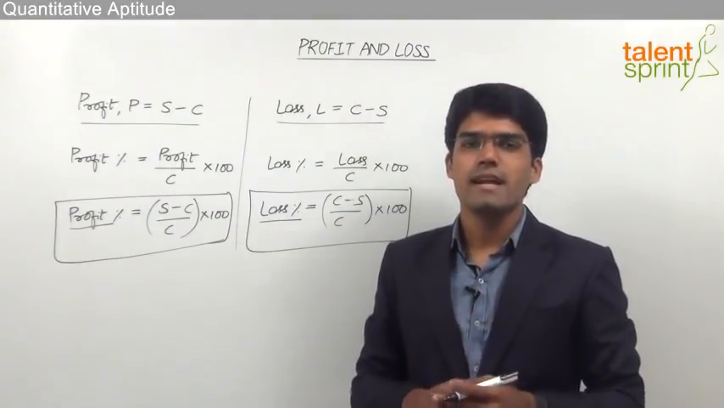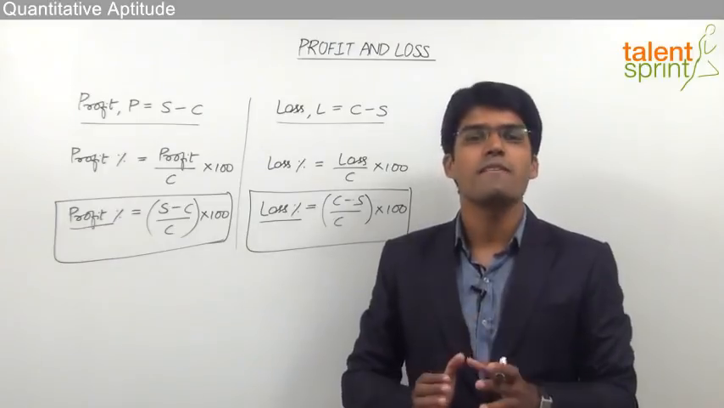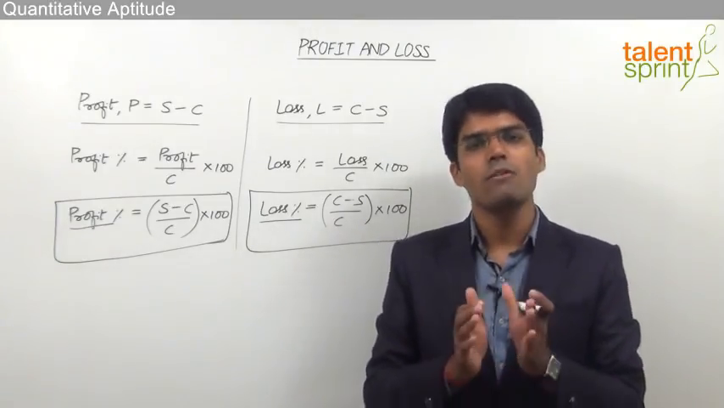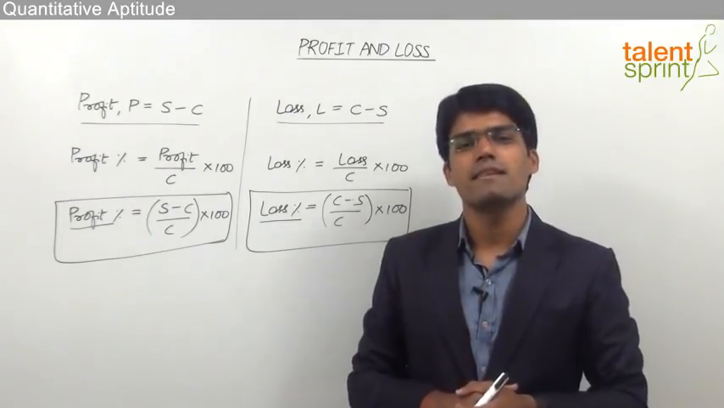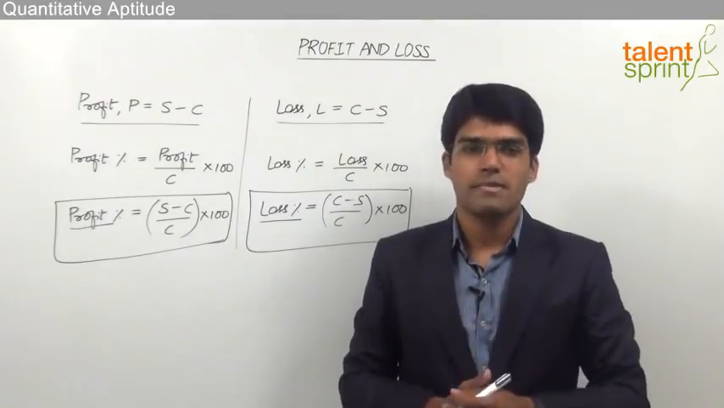And here when we say that cost price is base value, it means nothing but cost price should always be taken as 100%. So in any question that we solve, we can always start with cost price as 100% and accordingly we can find out profit and loss or selling price.